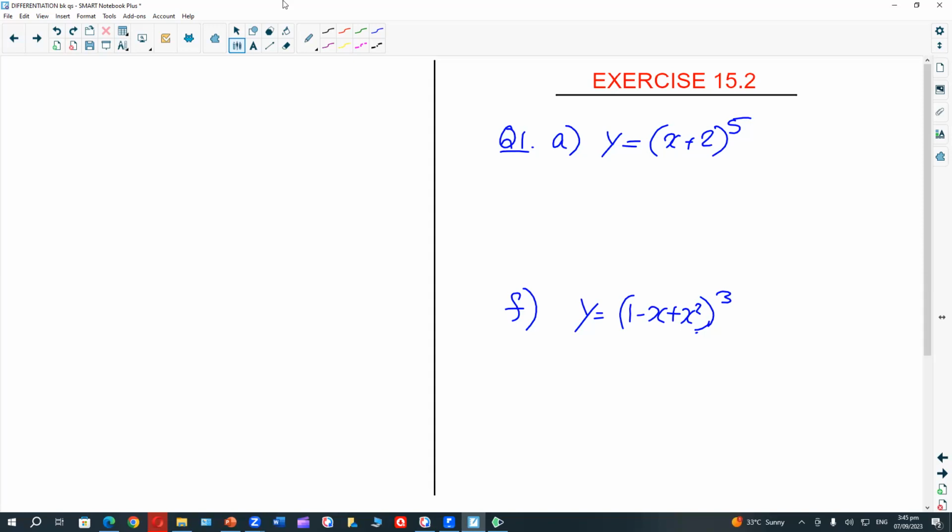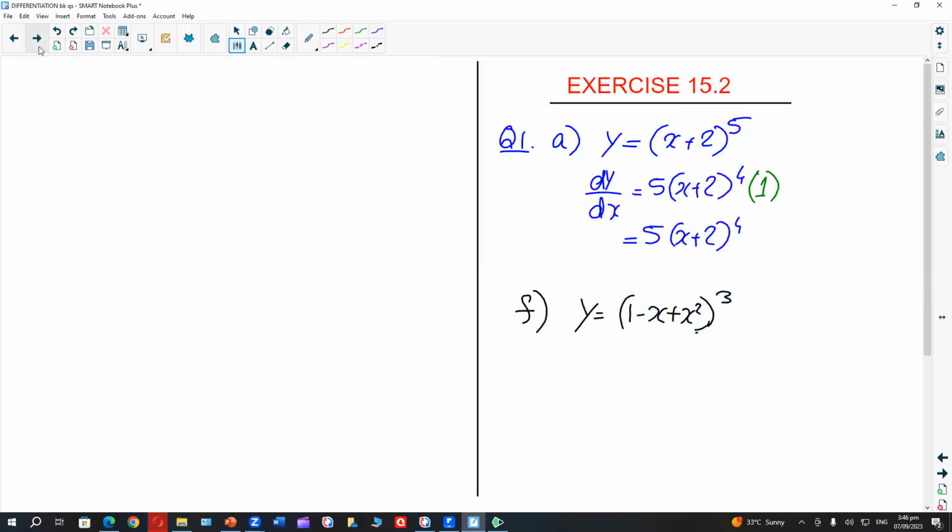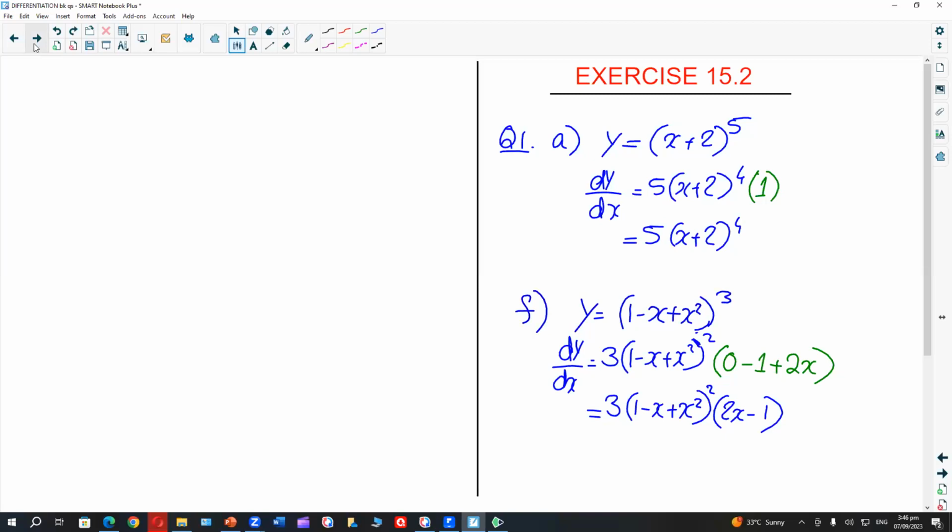The answer for this is (5x plus 2) over 4, power 4. For the first question, look at the working. Yes, same. Now solve the second exercise and then look at the solution comparison.